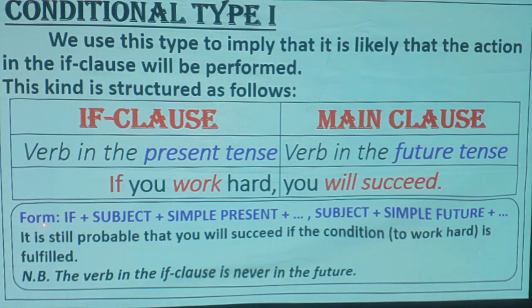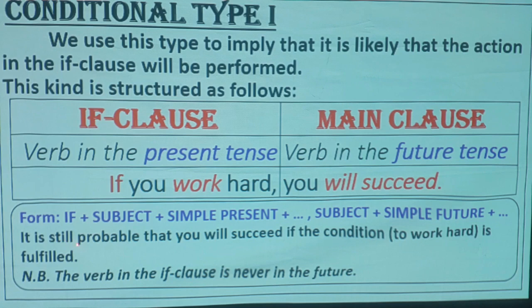The form: if plus subject. So this is if, you, it's a subject. Work is a simple present. Okay, hard is a complement. And we add here whether a complement or an object. Good. Next we have you. This is the subject. Will succeed, simple future, and sometimes we'll have another complement or object here.